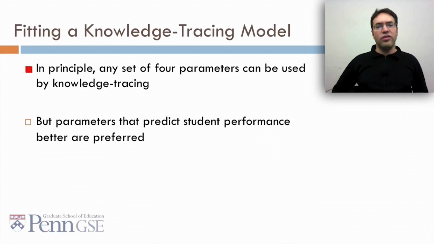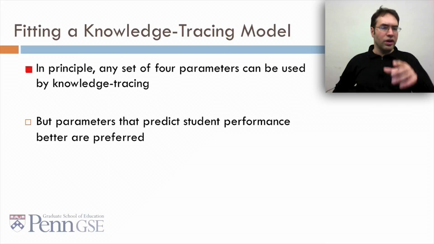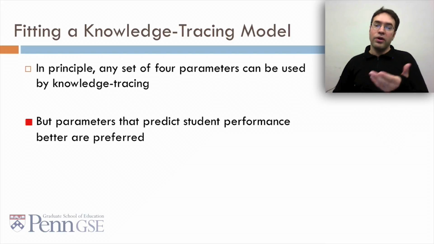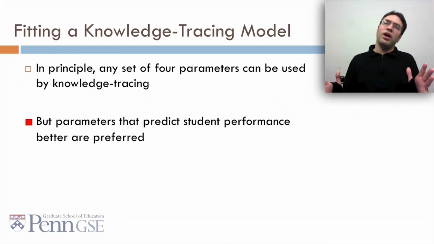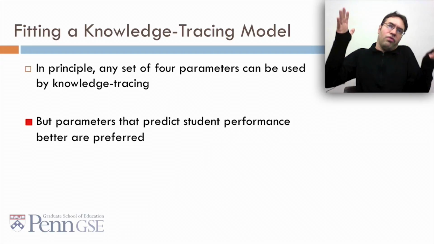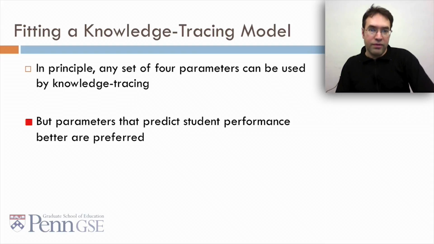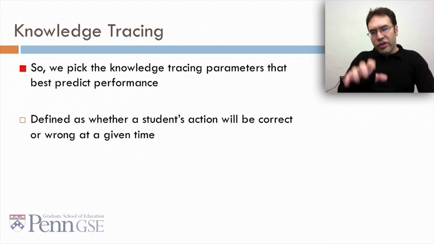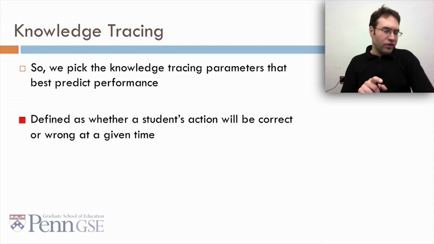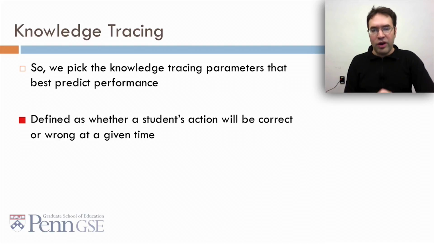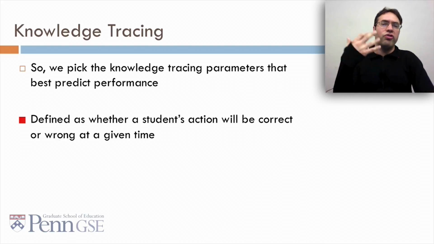In principle, any set of four parameters can be used by knowledge tracing. But parameters that predict student performance better are preferred. Obviously, if you've got one set of parameters that you can run, but it's terrible, and one that actually fits pretty well, hopefully you prefer the one that fits well. So we pick the knowledge tracing parameters that best predict performance, defined as whether a student action is going to be correct or wrong at a given time when knowledge tracing predicts it will be.